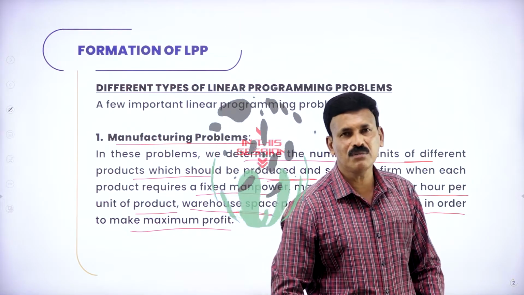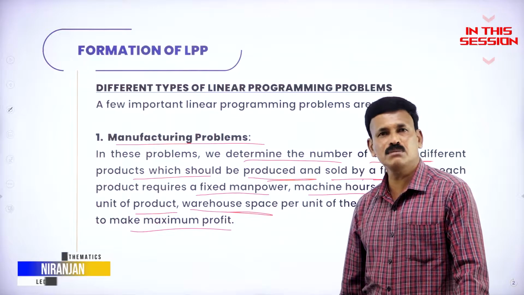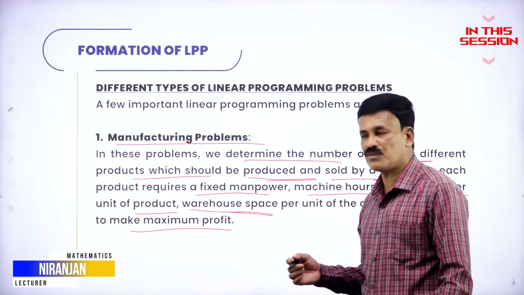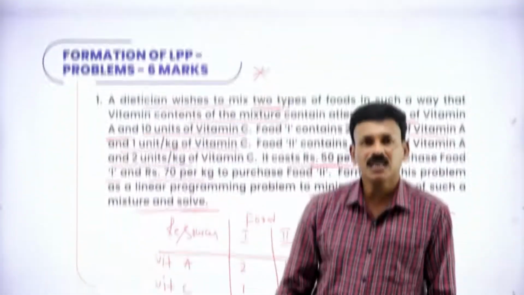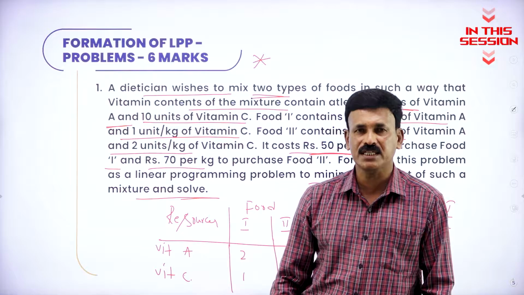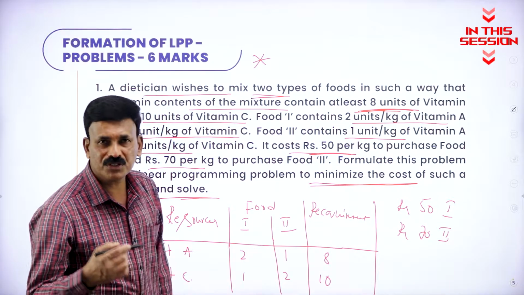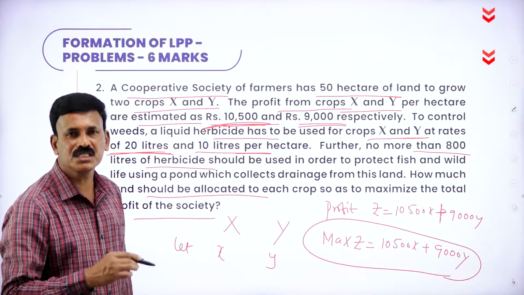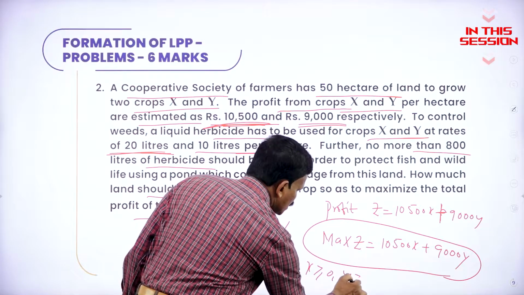Utilizing all the availabilities and minimum availabilities, we are going to get the maximum profit. To formulate such a maximum profit, we are dealing with this manufacturing problem. Let the decision variables be x and y for food 1 and 2, subject to the constraints and the non-negative restrictions: x is greater than or equal to 0 and y is greater than or equal to 0.